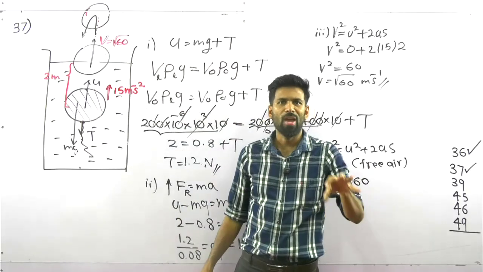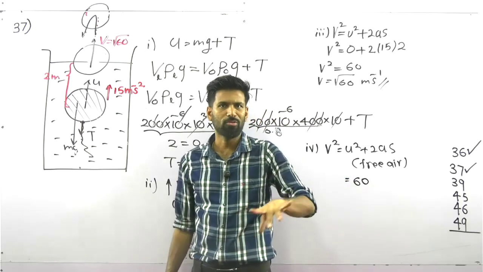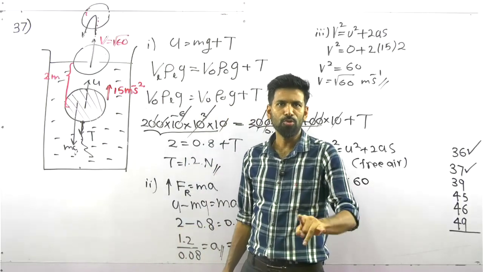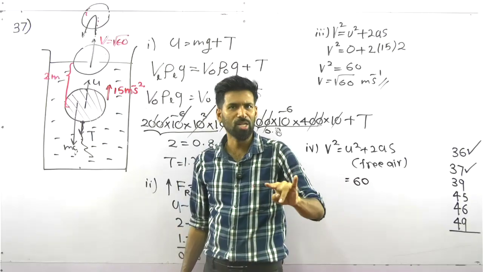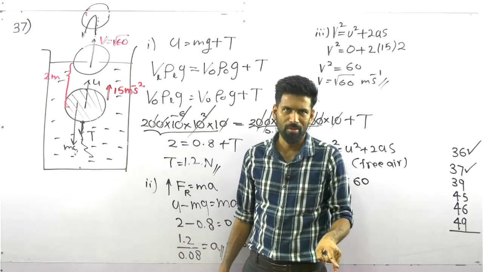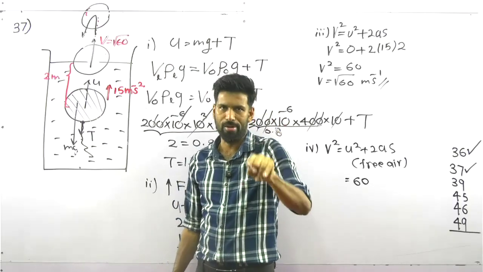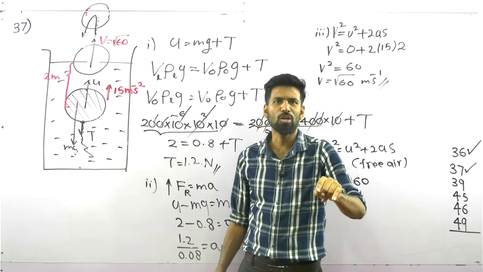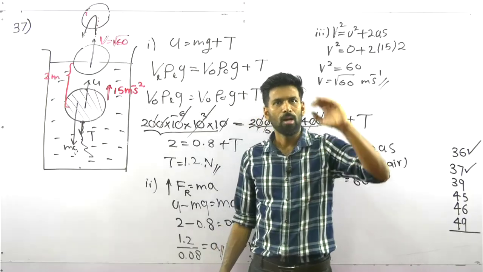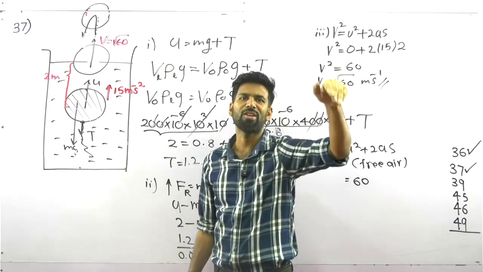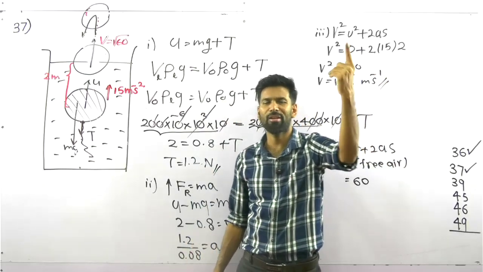From the place where the object was tied by the string, the string was cut. U minus mg was the resultant force divided by m, and you got the acceleration of 15 meters per square second. With that acceleration, the object came 2 meters through the liquid and got a velocity of root 60 at the liquid surface. Above the liquid surface is the free air, where it's just motion under gravity.